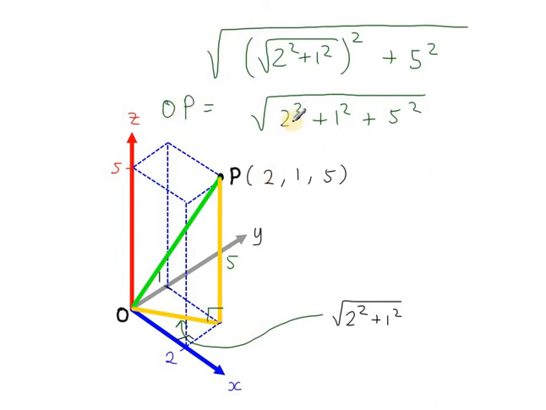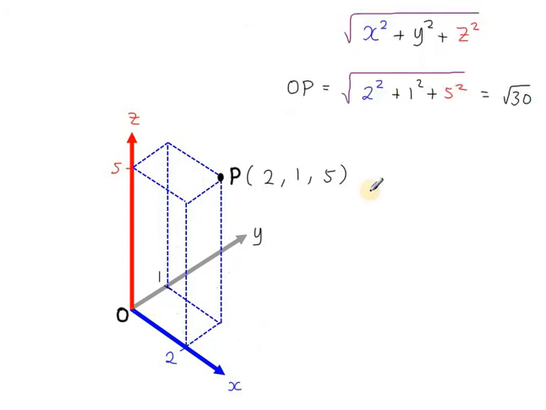And this is just the x coordinate for this point squared plus y squared plus z squared. So drawing all of these right angled triangles wasn't really necessary. We can just use this simplified formula. This is Pythagoras' theorem in 3 dimensions, and if we put the values straight in for x, y and z, simplify, OP is root 30.